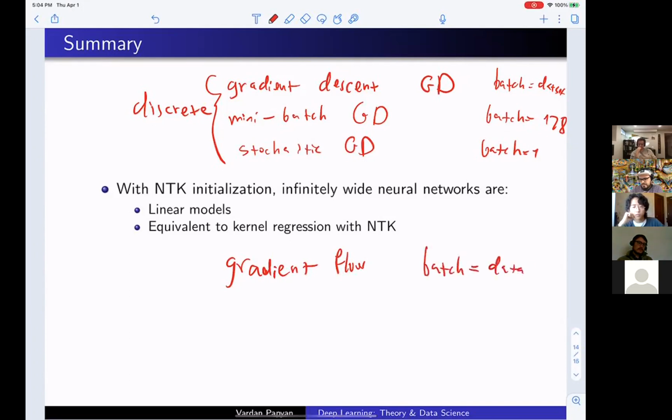And then there are people who are trying to create a stochastic differential equation, which would be equivalent to mini batch GD. And there are various ways in which people do that. Is that what you're referring to? So this is continuous. Does this make sense?